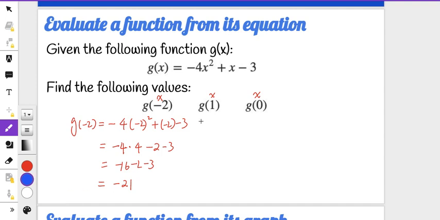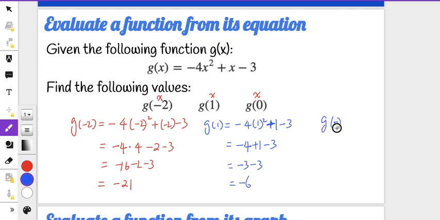Let's continue with the second one. Again, we just replace the value of x with negative 4 times 1 squared plus 1 minus 3. This is plus, so negative 4 plus 1 minus 3 is negative 3, minus 3 is negative 6.